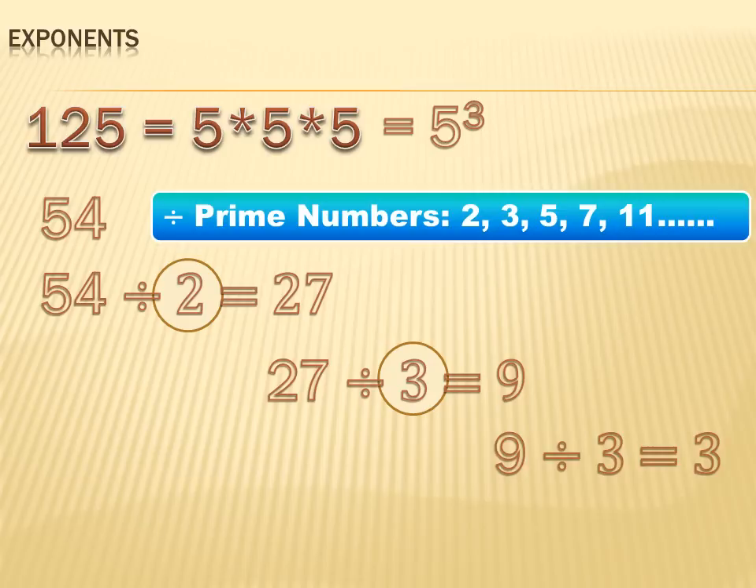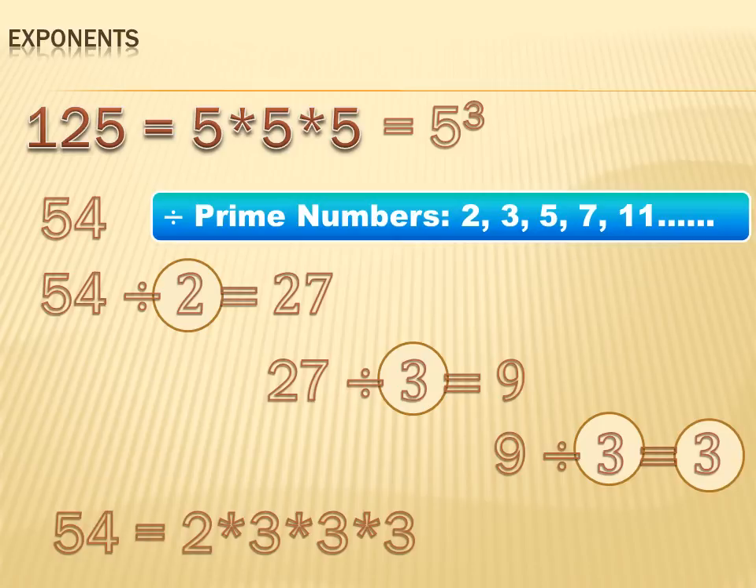9 divided by 3 equals 3. And those are my other two factors. I've got a prime number, and if my result is a prime number and can't be taken down to anything smaller, then that's one of my factors. So 54 equals 2 times 3 times 3 times 3.